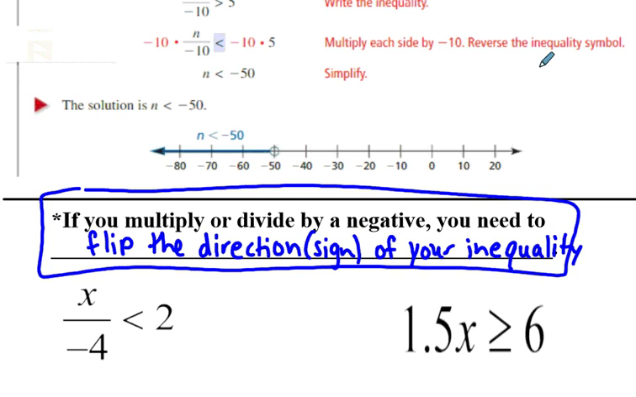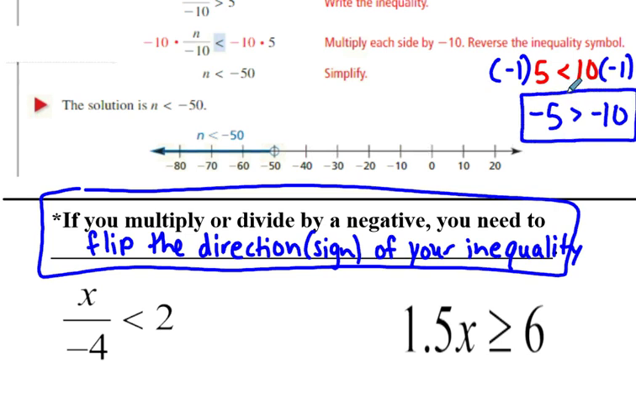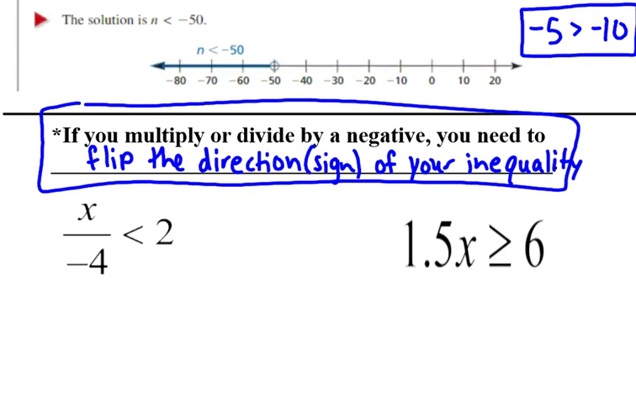Example, if I have a statement 5 is less than 10, if I multiply both sides by a negative 1, I end up with negative 5 and a negative 10. Negative 5 is now greater than negative 10. If I didn't switch the sign, the statement would no longer be true. Because negatives switch signs of numbers, they also have to switch signs of inequalities because inequalities have a directionality to them. So two example problems.